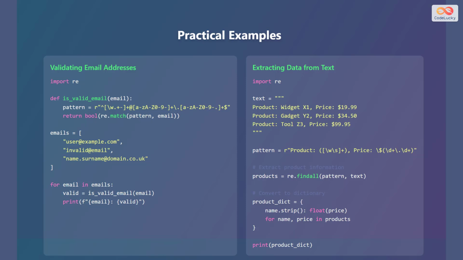Next, we will work on extracting data from the text. Here we have a text containing product information. The pattern r'Product: (\w+), Price: \$(\d+\.\d+)' extracts the product name and price. The extracted information is then converted into a dictionary.